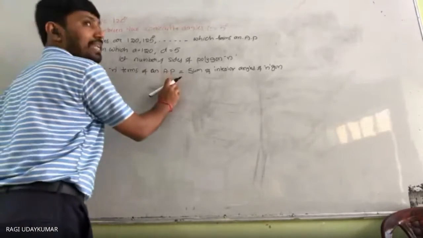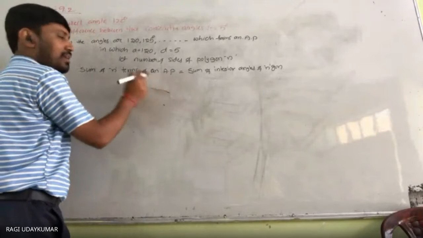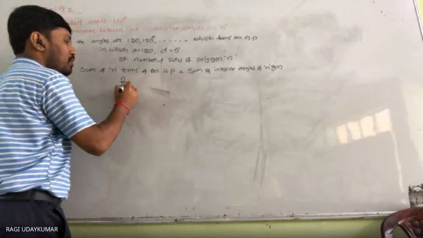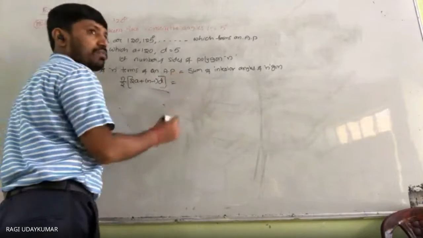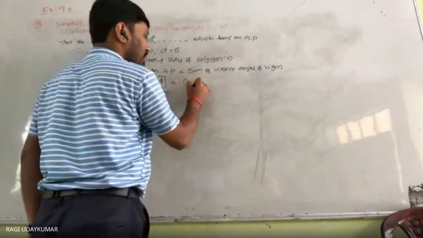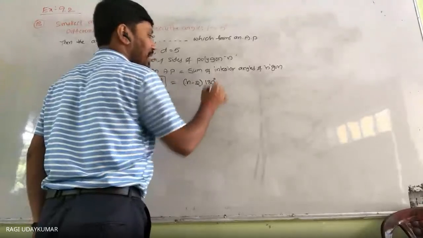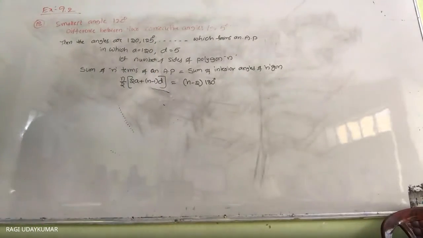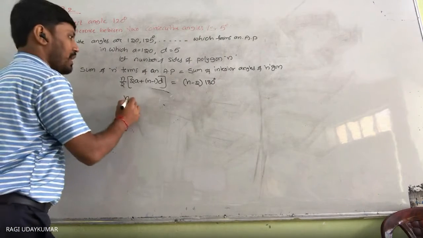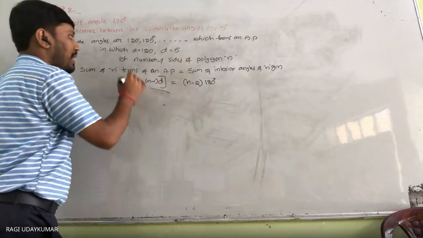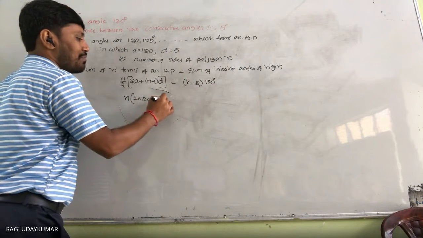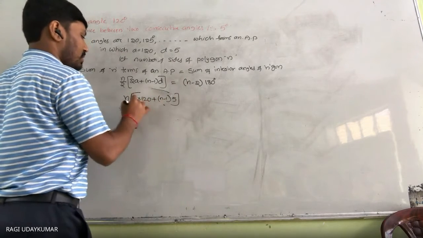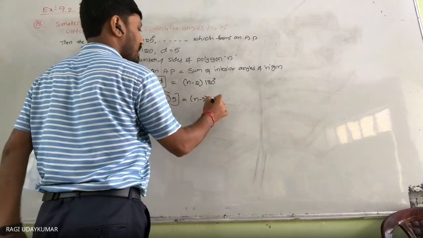So now what is the sum of the interior angles of the n-sided polygon? Sn means nothing but n by 2 of 2a plus n minus 1 into d is equals to sum of the interior angles formula. What I said now, n minus 2 into 180 degrees. From this you need to find out the n. So I'm solving here. Okay, so n by 2 उधर ले जा, and a value is what here, 120. 2 into 120 plus n minus 1 into d, value is 5, is equals to n minus 2 into 360 degrees.